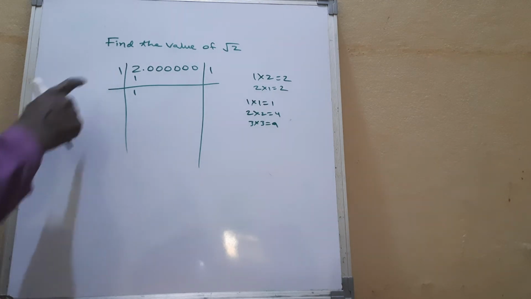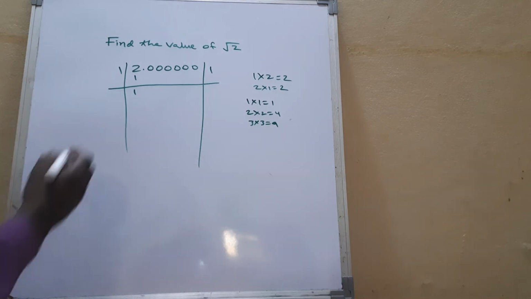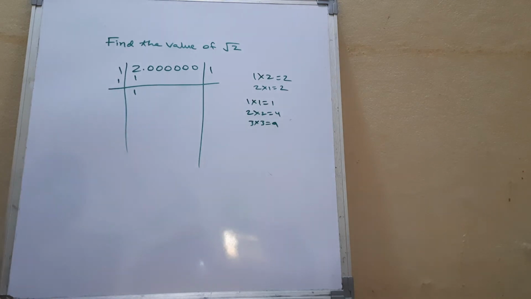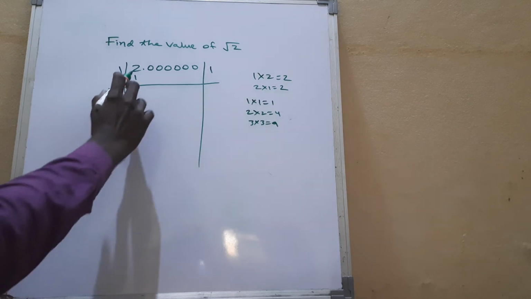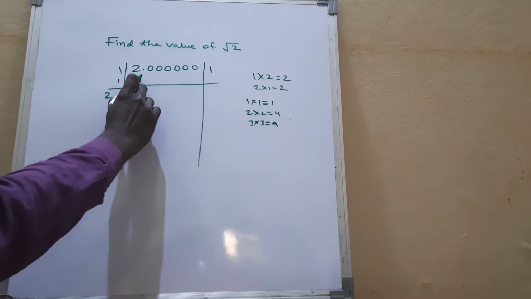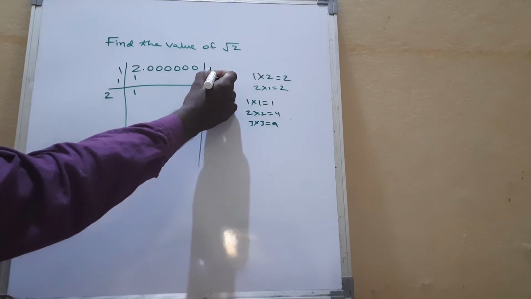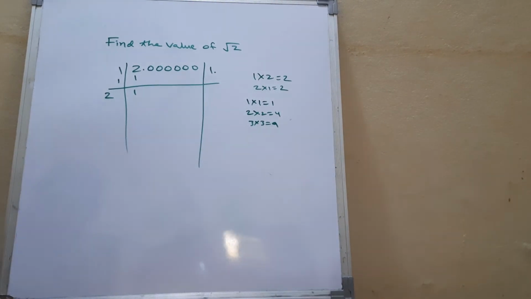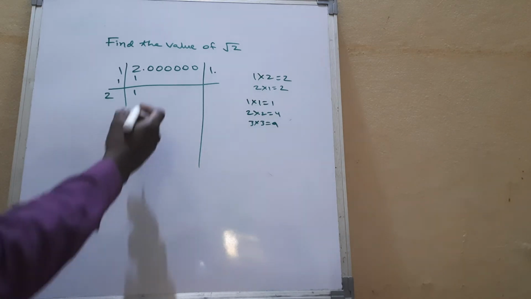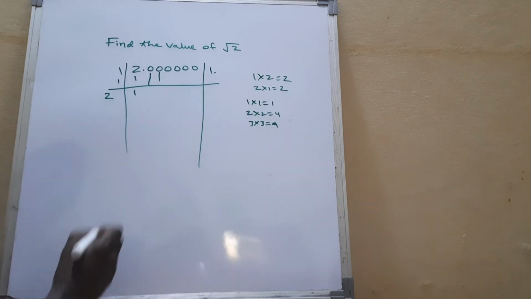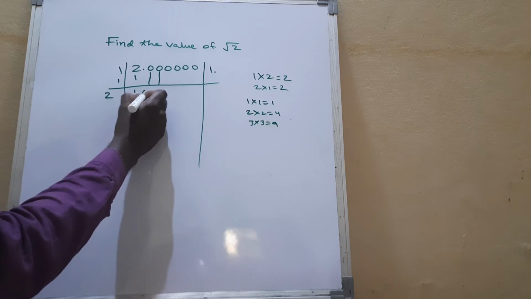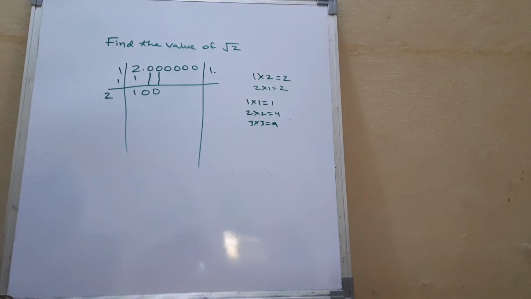Here 1 is present. We add 1 to 1. So what comes? 2 comes. Here a dot after 2. We should take the dot in, so we put a dot after this number. Now we will take the two zeros.